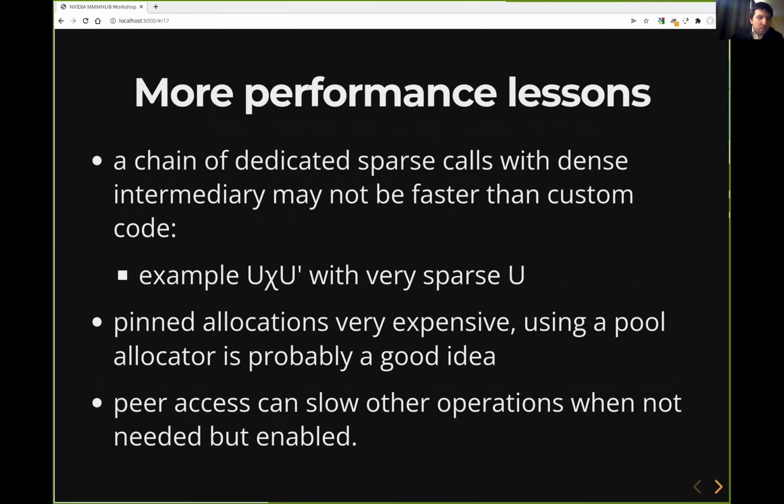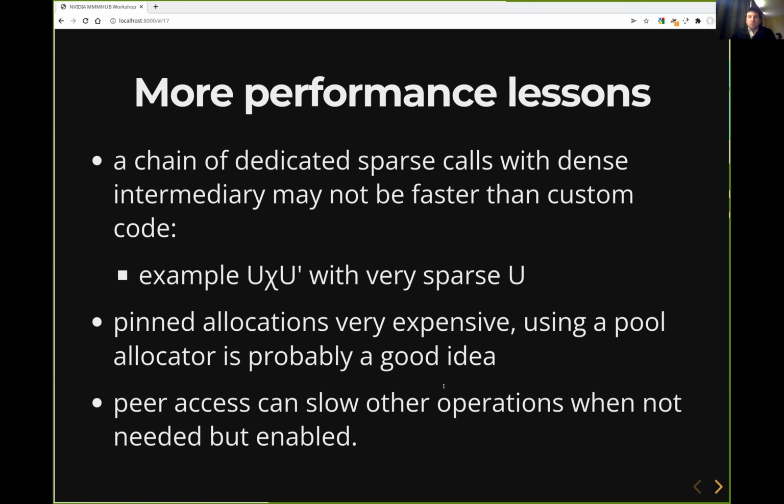More performance lessons. Sometimes, in one of the very few exceptions, simply using standard libraries is not the best approach. The example I have in mind is a similarity transformation with very sparse projectors and a dense matrix in between. In that case, writing a simple CUDA code without much trickery actually does the job much faster than using two products of the specialized sparse library from cuSPARSE.